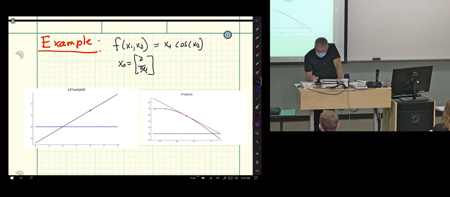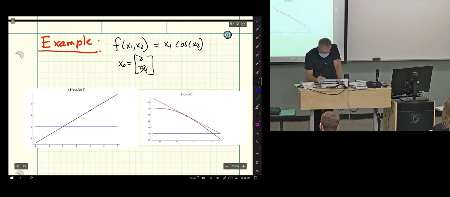On the right, I set x1 equal to 2, and I vary x2. So x2 is varying. And here's the point, pi over 4. And so this slope here, this partial derivative, is exactly the slope of the scalar valued function where only x2 is moving. It's exactly the same as that. So you just do the slopes 1 variable at a time.